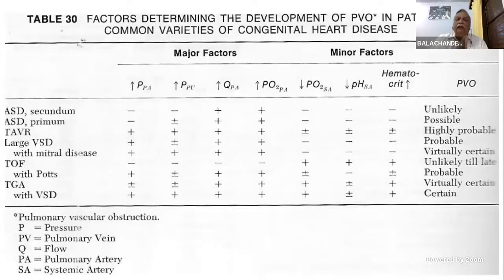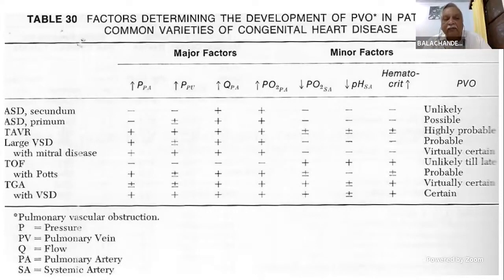Now, this is a slide which many postgraduates would not have seen, but it is there in probably the second edition of the NADAS. A beautiful slide because it gives you the questions which the examiners ask in Eisenmenger or severe pulmonary arterial hypertension. What are the major factors and what are the minor factors which are responsible?